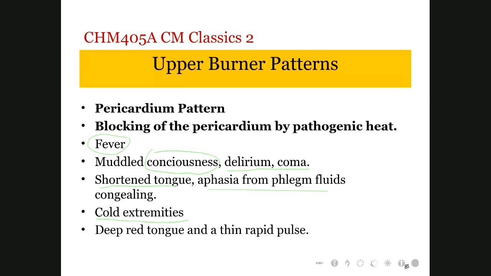As self-protection, all the bloodstream goes to the central part, the important organs, leaving the extremities with poor blood supply. But most importantly, the tongue becomes deep red or crimson red, very severe due to lack of oxygen, and there is a very thin, rapid pulse sustained.